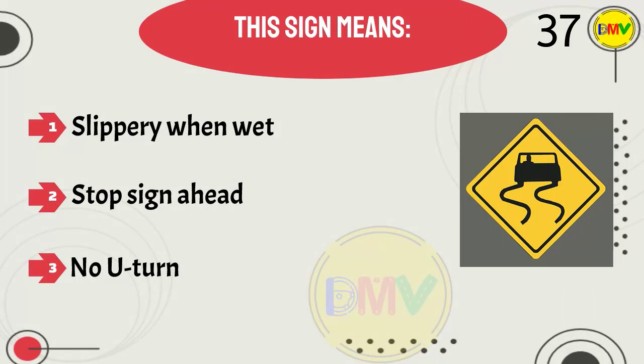Question 37. This sign means: 1. Slippery when wet. 2. Stop sign ahead. 3. No U-turn.